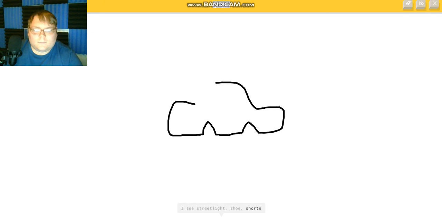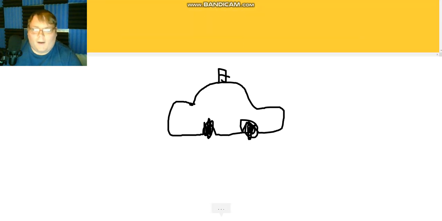Okay. I see street light. Or shoe. Or shorts. Or car. I'm not sure what that is. I'm stumped. Oh, I know. It's police car. Yeah, it's police car.